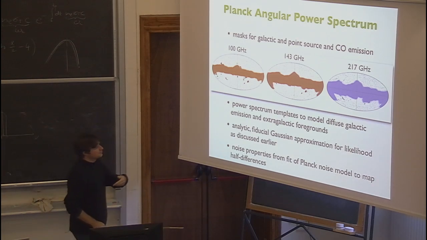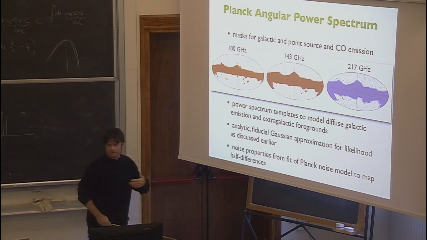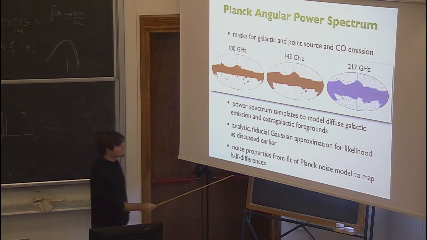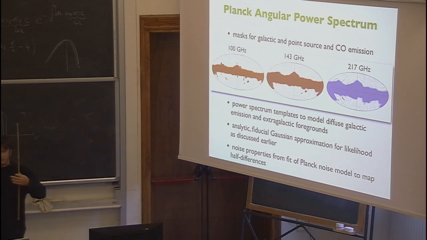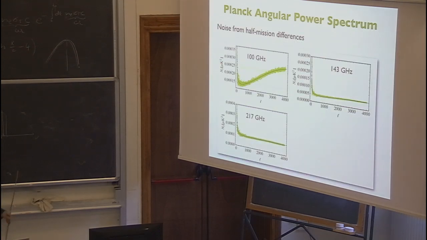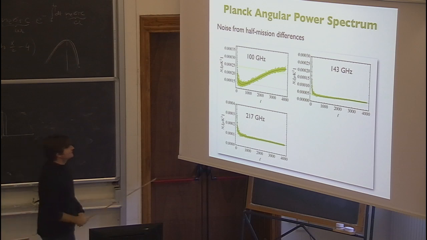The one thing that's still missing to make the likelihood is the noise. We saw that there was noise in the likelihood. So you have to measure the noise from the data, which you can do by taking the first half of your data and the second half. The CMB should be the same. If you take the difference, you should essentially be getting a measurement of the noise. And this is what that looks like.